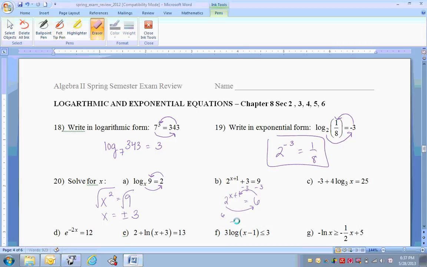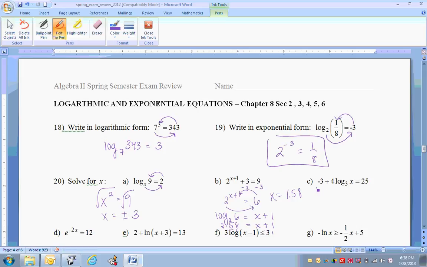I'm sorry, when we log roll from exponential, we have to convert it into a log. So it becomes log base 2 of 6 equals x plus 1. And when you type in log base 2 of 6 in your calculator, you get 2.58 equals x plus 1. And then when you subtract 1 from both sides, you end up with x equals 1.58. And you can check that by plugging it back in, and you should end up with the equation equaling out to 9.